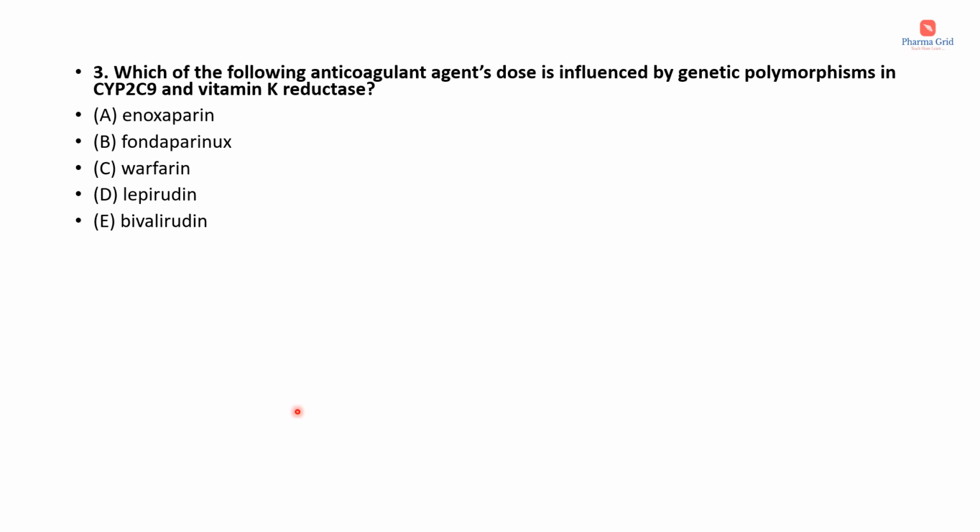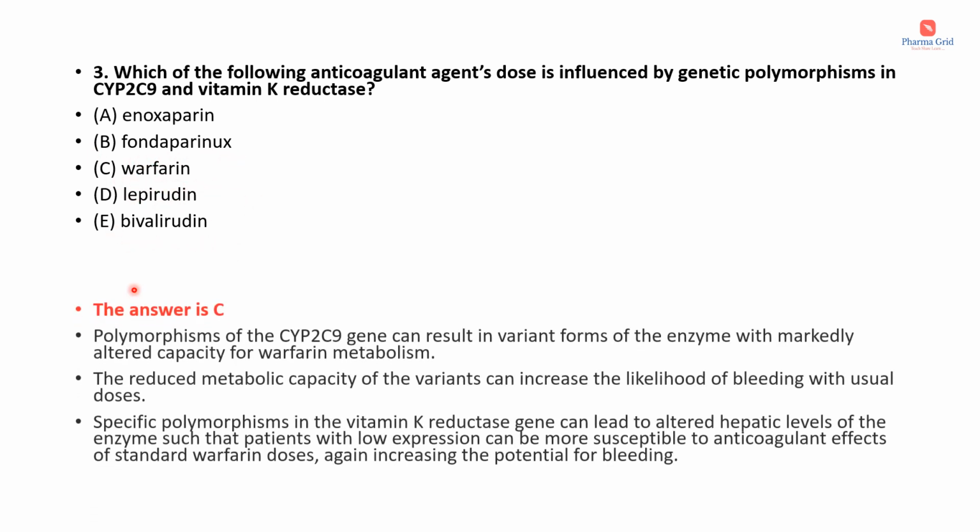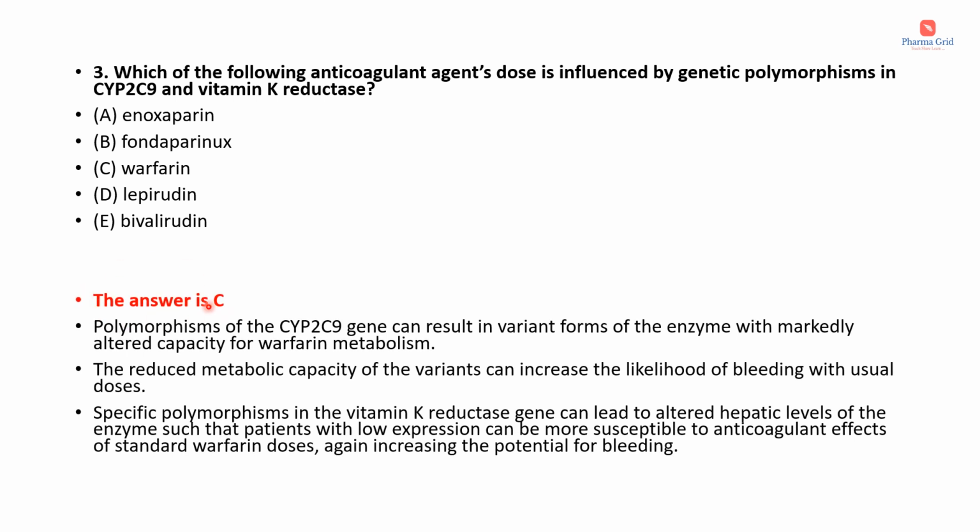Which of the following anticoagulant agents' dose is influenced by genetic polymorphism in CYP2C9 and vitamin K reductase? Options are enoxaparin, fondaparinux, warfarin, lepirudin, bivalirudin. Correct answer is option C, that is warfarin, which is an oral anticoagulant.